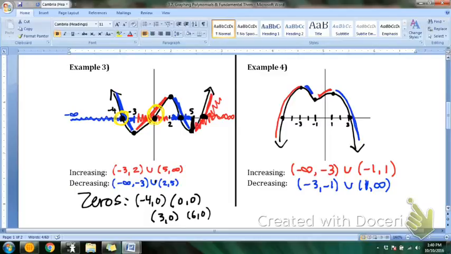Okay, check your increasing. We should be increasing from negative infinity to negative 3 and from negative 1 to 1. You should be decreasing from negative 3 to negative 1 and from 1 to infinity.